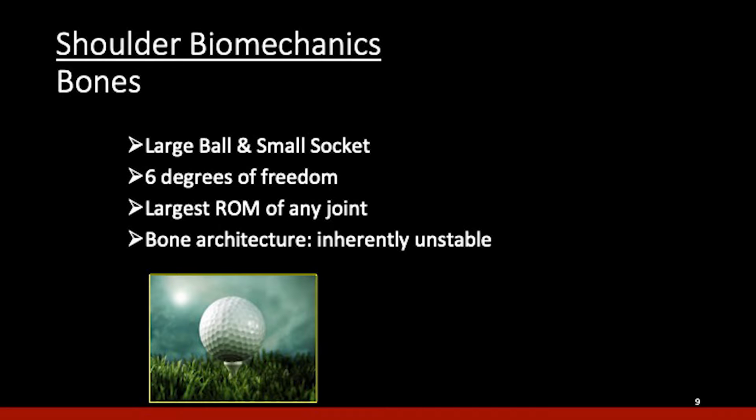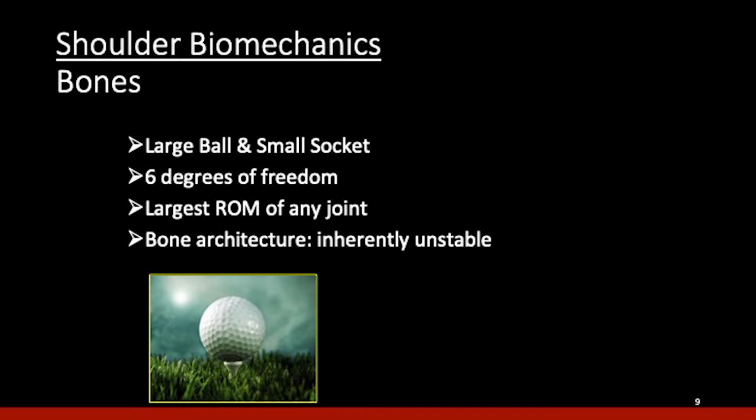So, shoulder biomechanics. The shoulder is a very large ball sitting on a very small socket. Think of a golf ball sitting on a golf tee. And that provides the shoulder with 6 degrees of freedom. The shoulder has more range of motion than any other joint in the body. But that range of motion comes at a cost.